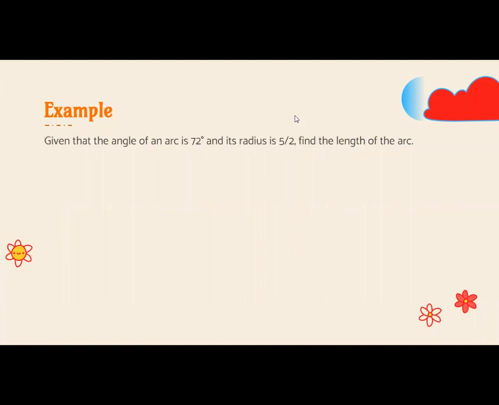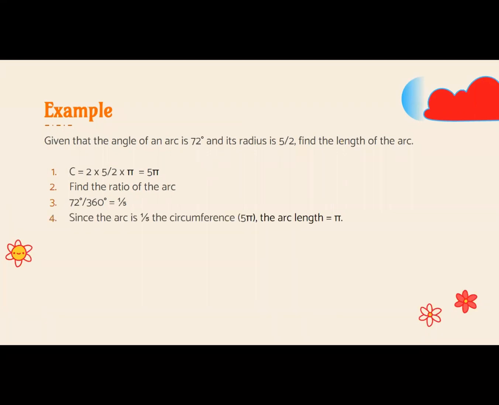So first, find the circumference, right? Which is 5 pi, because 2 times 5 over 2 times pi. The circumference is 5 pi. Then find the ratio of the arc. The ratio of the arc is 72 over 360, which is 1/5. And since the arc is 1/5 of the circumference, the arc length is pi. So 1 over 5 times 5 pi is equal to pi.